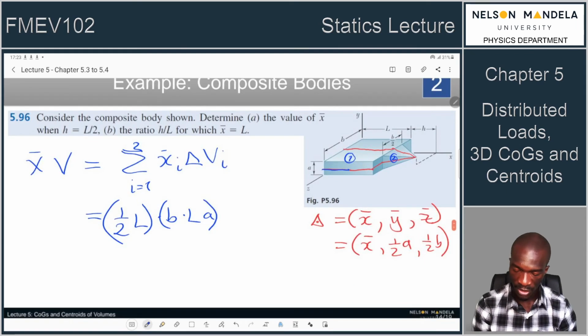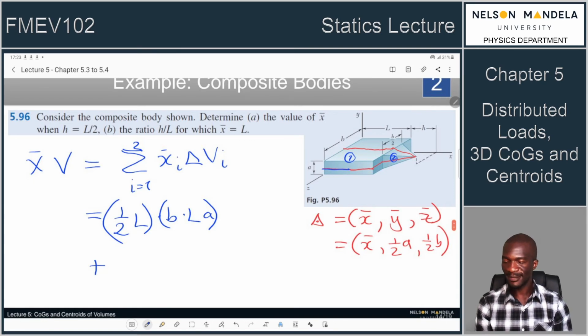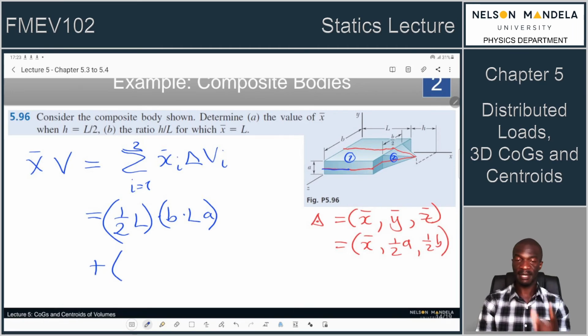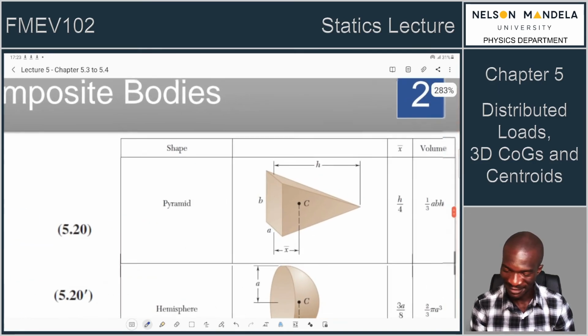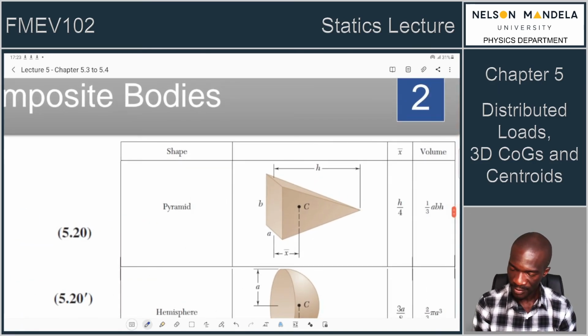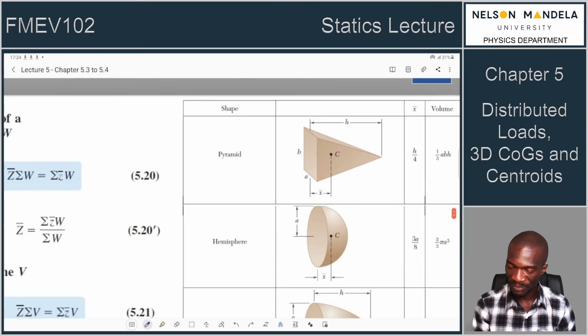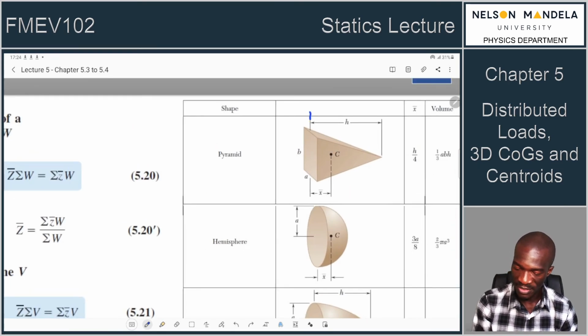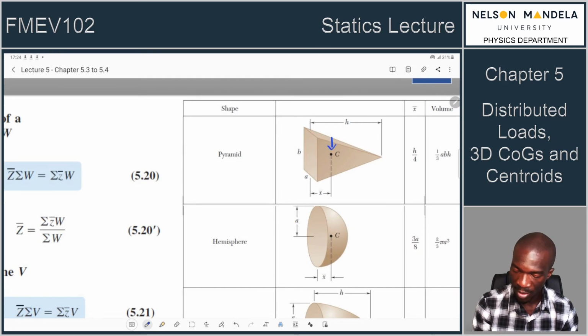Let's look at the second term in the x direction. What is the location of our x bar for the second object? The second object is a pyramid. Fortunately, we have something here already for the pyramid. We've got an h over 4 for the pyramid, and that is the x bar. According to this diagram, the h over 4 is being measured with this as the origin. So we will need to find our origin, and then we know that h over 4 will become our centroid.